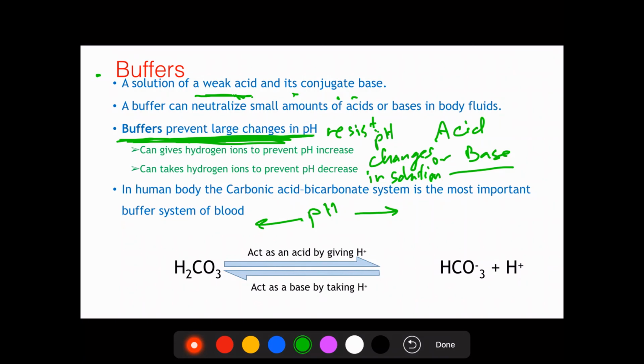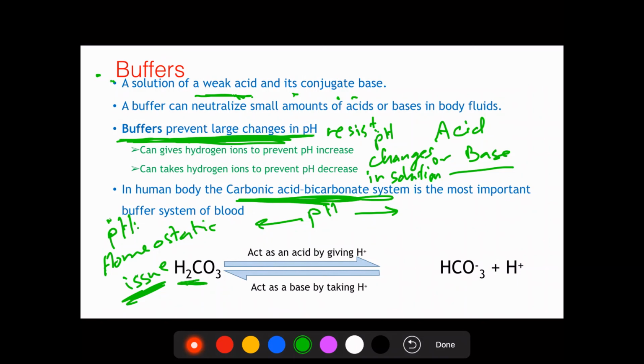And this is extremely important because, as we said, pH is a homeostatic issue in our body. So we need to maintain a certain pH. In our body, we have a few buffer systems, not really a lot, like 2 or 3. The main one is the carbonic acid bicarbonate system, which is this one. This is the carbonic acid.